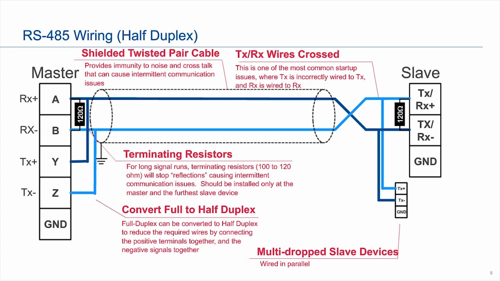You definitely don't need that on every single installation. I would say that the majority of 485 communications out there do not have terminating resistors, but if you're finding that you're having intermittent issues with the communication on a 485 link, then adding these terminating resistors can definitely help you out.